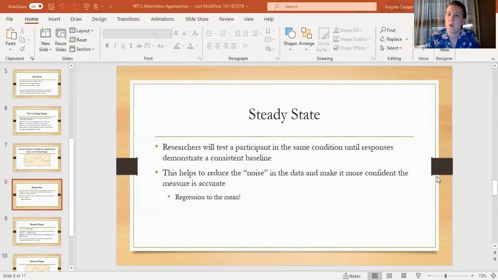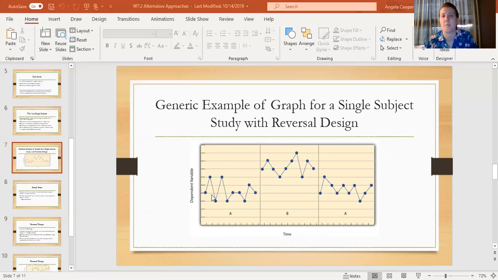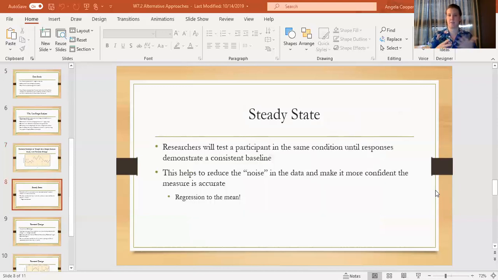So steady state is where researchers will test a participant in the same condition until they get a fairly consistent baseline. So you see in the previous example, it kind of hops up and down. With steady state, they're testing a participant in the same condition long enough until those responses tend to stay fairly consistent. So they have a good idea of where that behavior tends to lie.